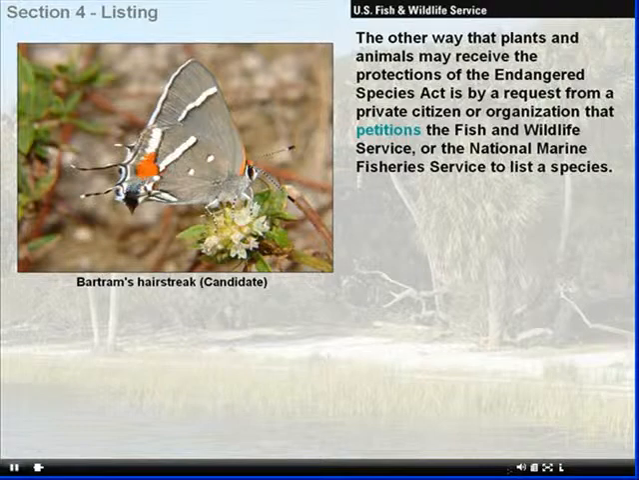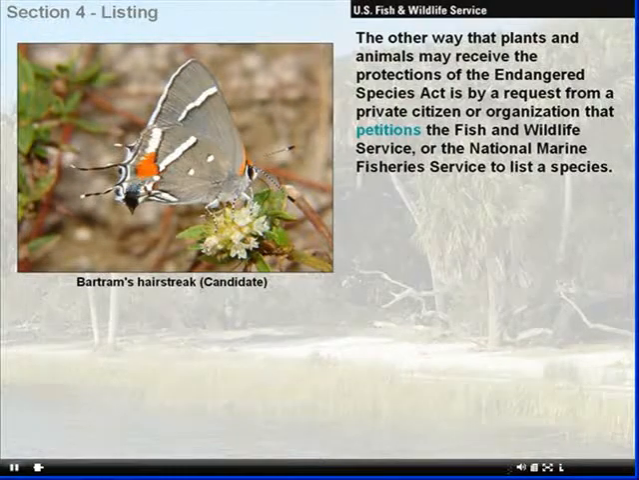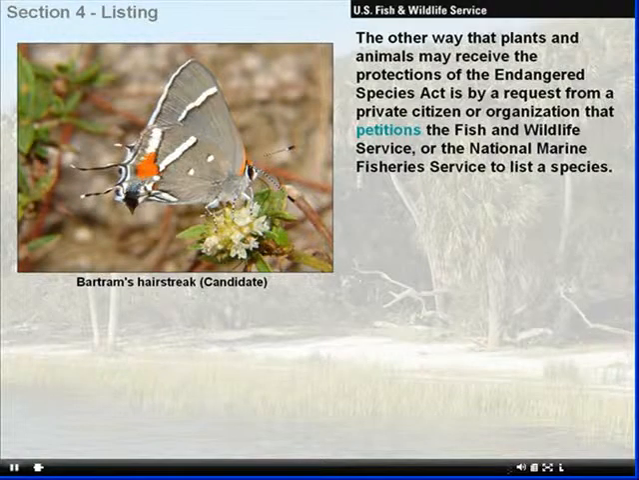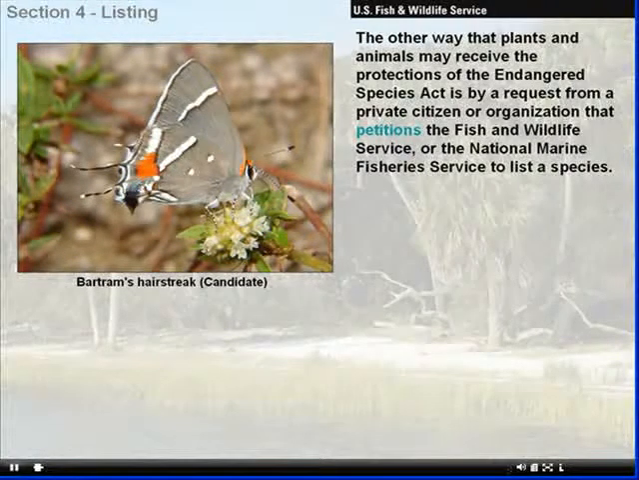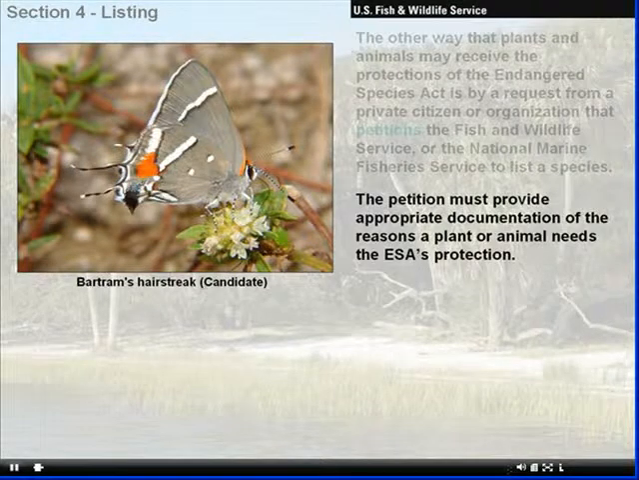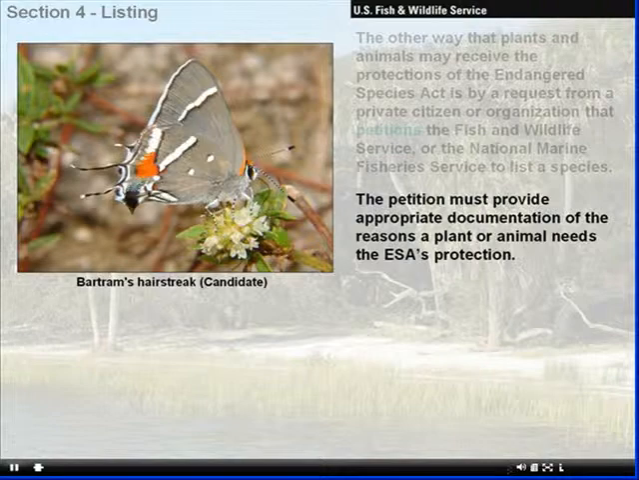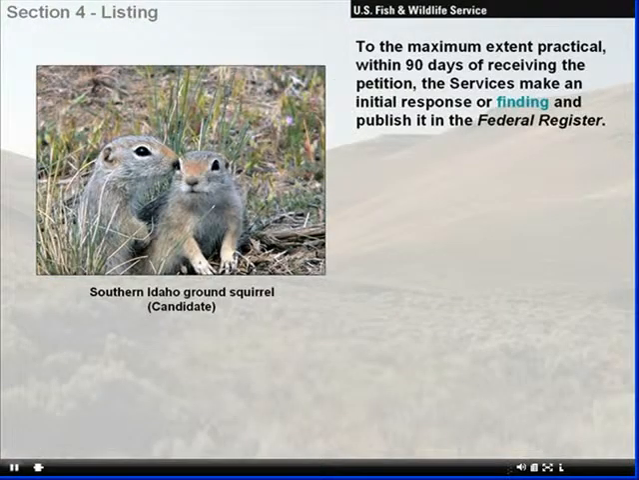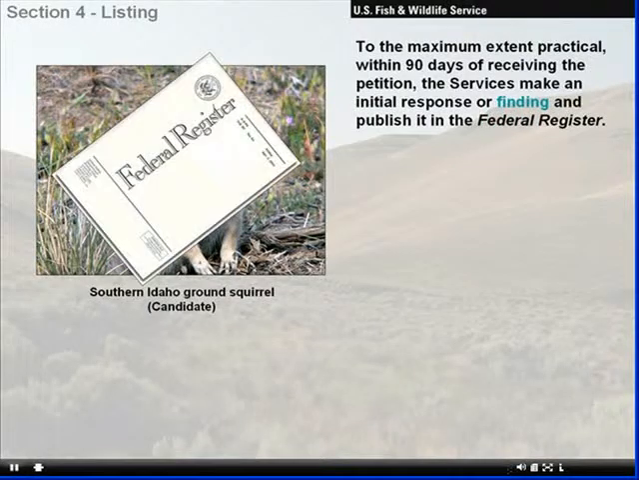The other way that plants and animals may receive the protections of the Endangered Species Act is by a request from a private citizen or organization that petitions the Fish and Wildlife Service or the National Marine Fisheries Service to list a species. The petition must provide appropriate documentation of the reasons a plant or animal needs the ESA's protection. To the maximum extent practical, within 90 days of receiving the petition, the services make an initial response or finding and publish it in the Federal Register.